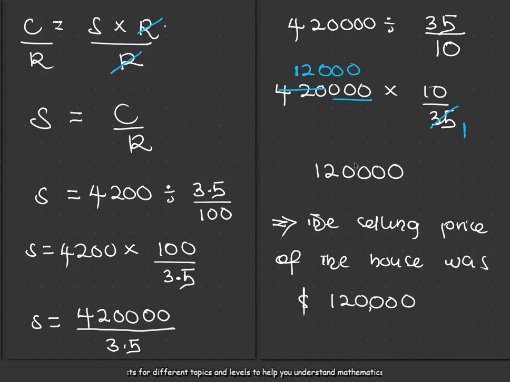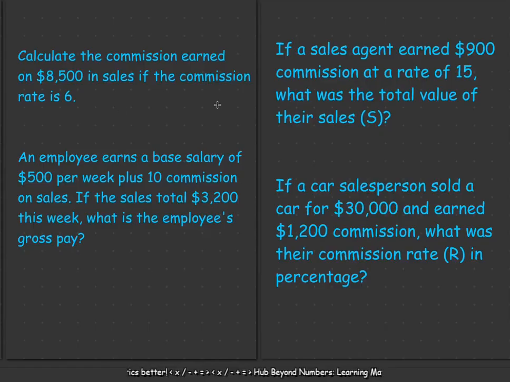As usual, I'll leave you with some exercises just for you to test your understanding. These are just 4 questions you have here. The first one is very straightforward, where you are just finding the commission. The second one, you are finding the total earnings. And the third one, you are finding the total sale. And for the last one, you are finding the commission rate.